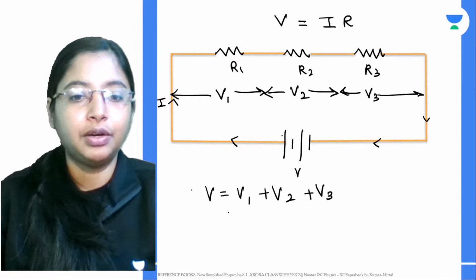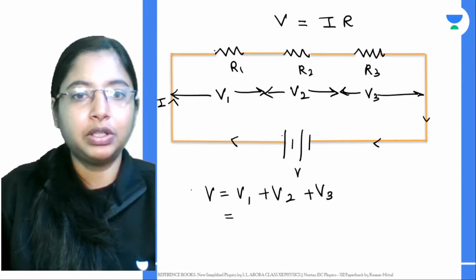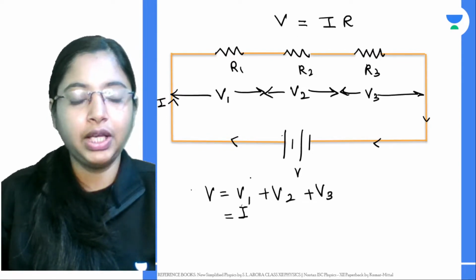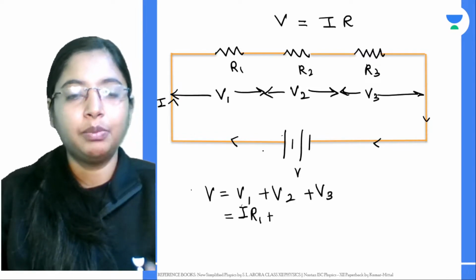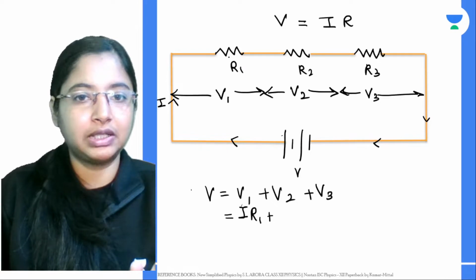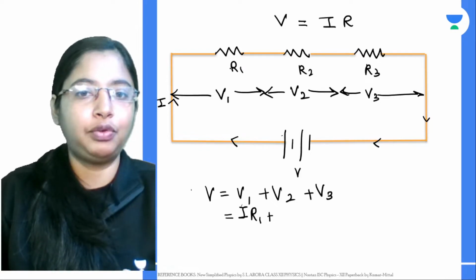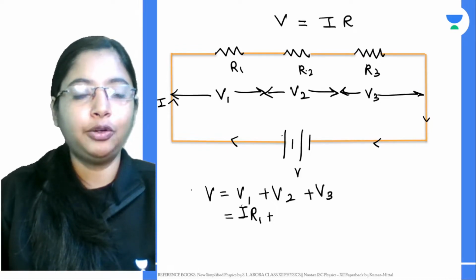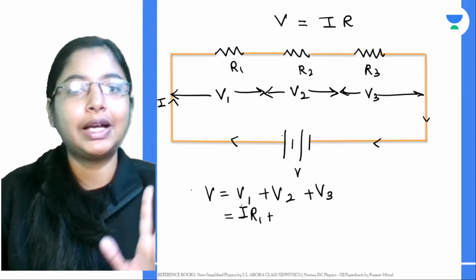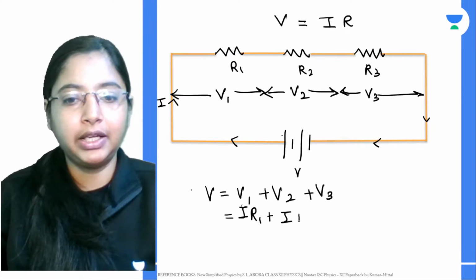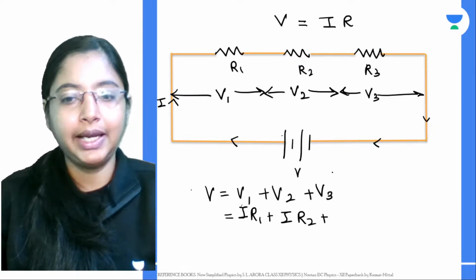So V1 will be the current flowing, that is I, into R1, the potential difference developed across the resistance R1 when current I flows through it. Similarly, V2 is the potential difference developed across this resistor when current I flows through it, so that will be I into R2. V3 will be I into R3.